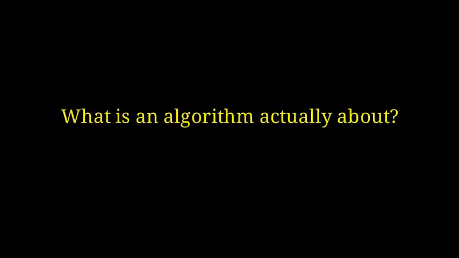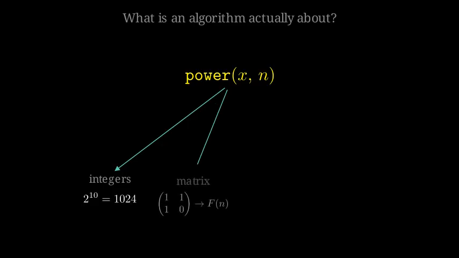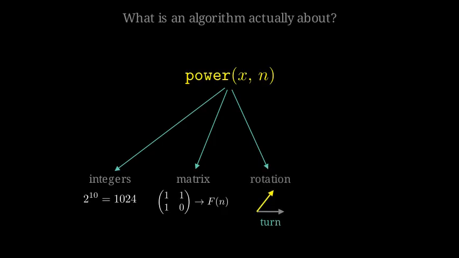Here is a question that sounds simple but is not. What is an algorithm actually about? Take the old Russian peasant method for raising a number to a power. Point it at ordinary integers and it computes powers. Point it at a 2 by 2 matrix and it computes Fibonacci numbers. Point it at a rotation and it composes turns in space. Point it at a graph and it finds shortest paths. The code never changes. Only the thing it runs on does.